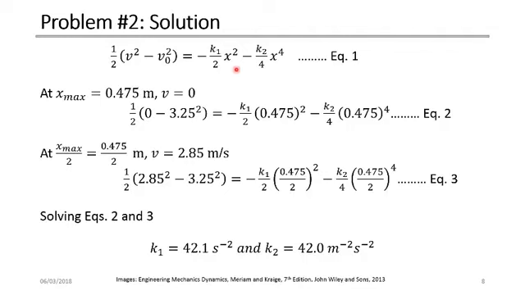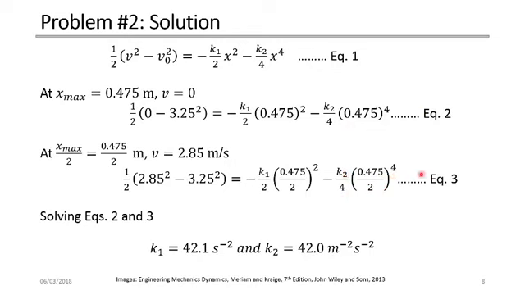So going back to equation number 1, let's substitute with this equation. The final velocity in the middle was 2.85 squared, so 1 half multiplied by 2.85 squared, minus the initial velocity, which is 3.25 squared, is equal to negative k1 divided by 2 multiplied by the displacement. Remember that the displacement here is in the middle, so we just need to divide the maximum displacement by 2 here, and then substitute it in the last part as well, which is 0.475 divided by 2 to the power 4 multiplied by k2 divided by 4. So we have equation number 3.